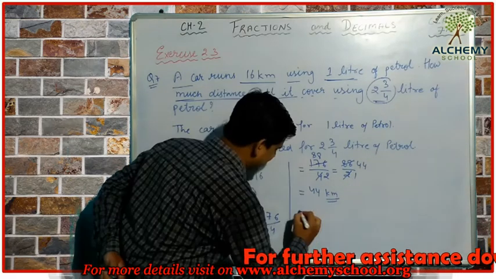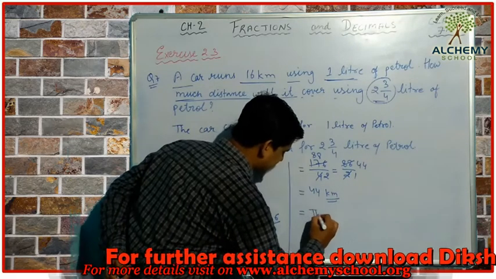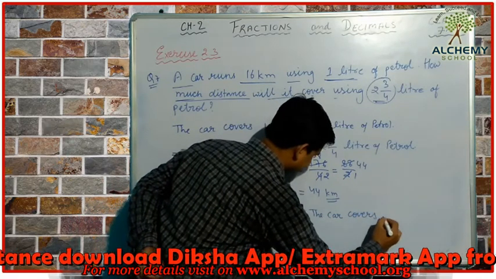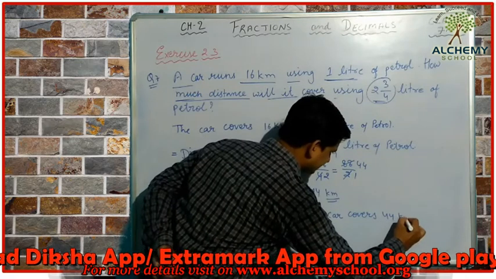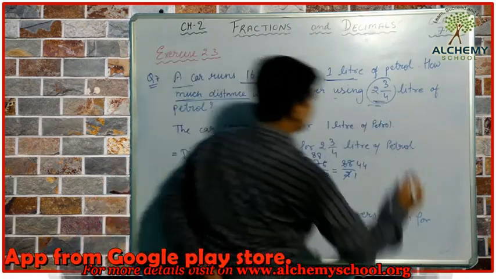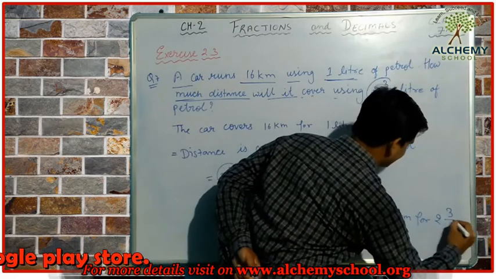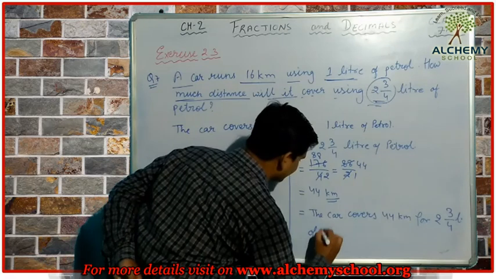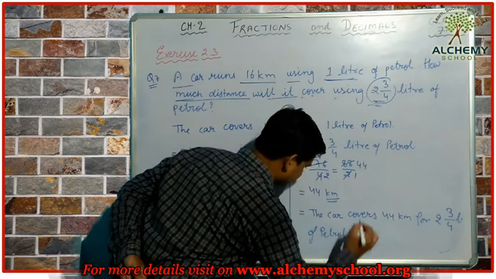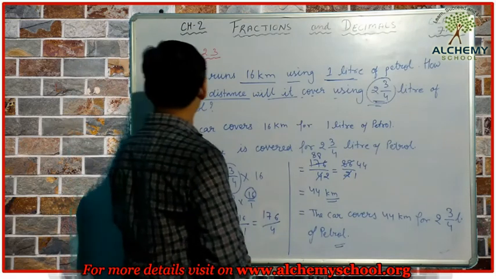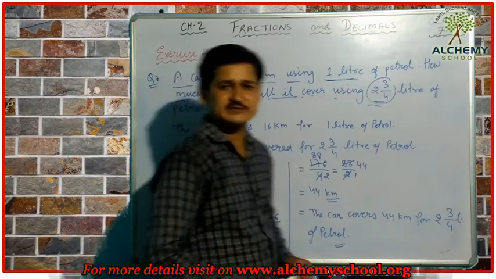So we can write our answer here. The car covers 44 kilometer for 2 and 3 upon 4 liter of petrol. That's it. So students, we have seen question number 4, question number 5, question number 6 and question number 7 here.